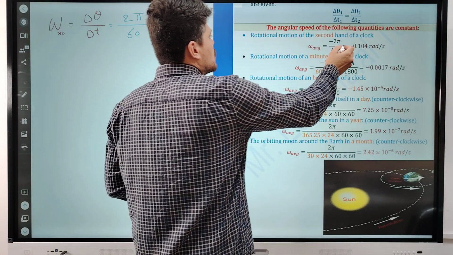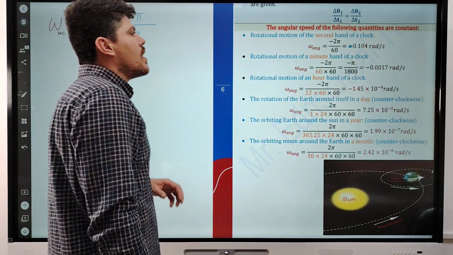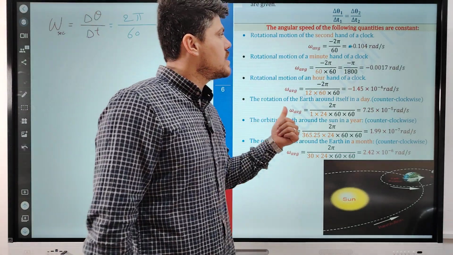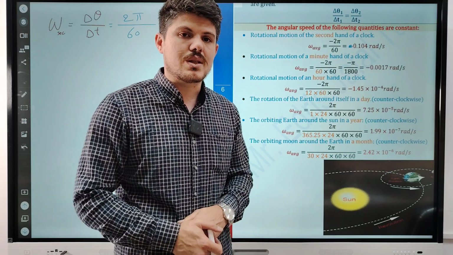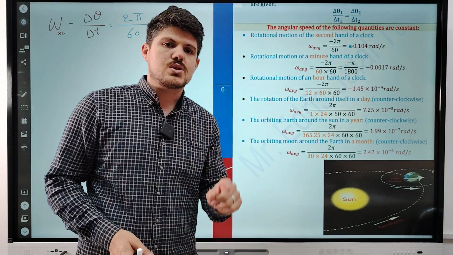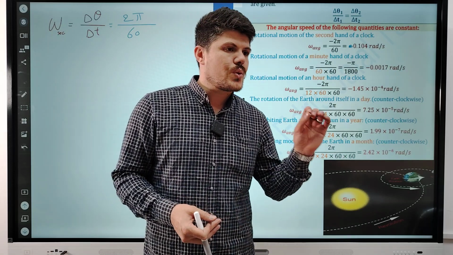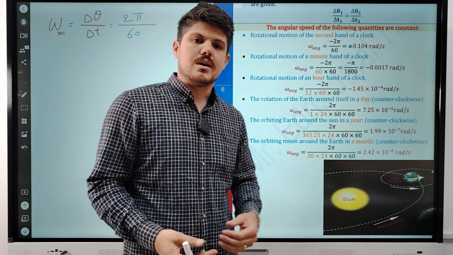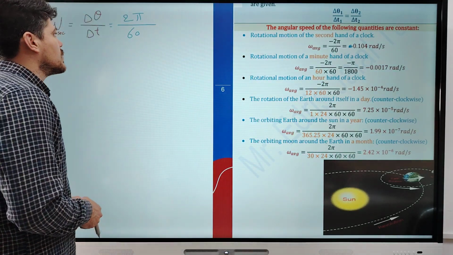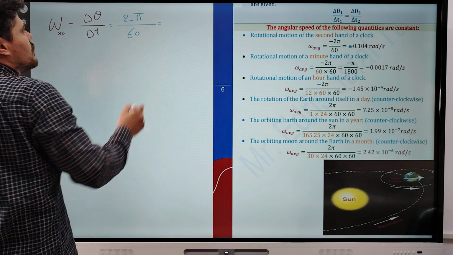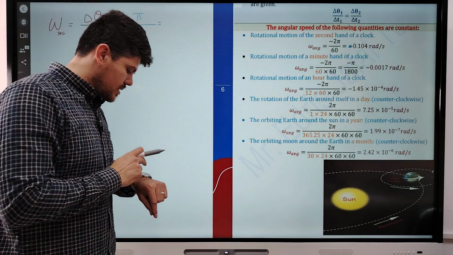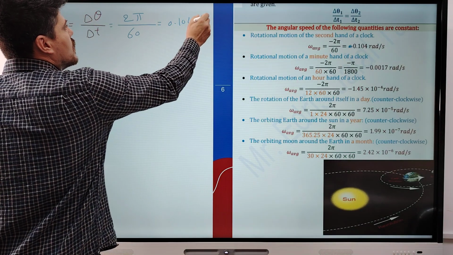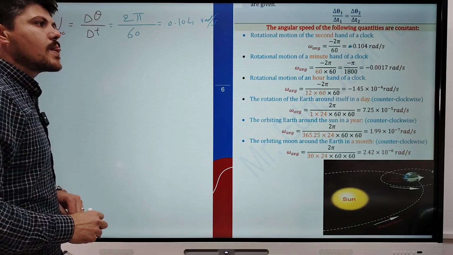You will not require to write the direction of the angular speed of the second hand, because the direction of the angular speed is based on clockwise and counterclockwise. So when you say the second hand is rotating, you do not need to write down the sign of the angular speed, because the second hand already has a clockwise direction. If you divide 2 pi by 60, it is equal to 0.104 rad per second.